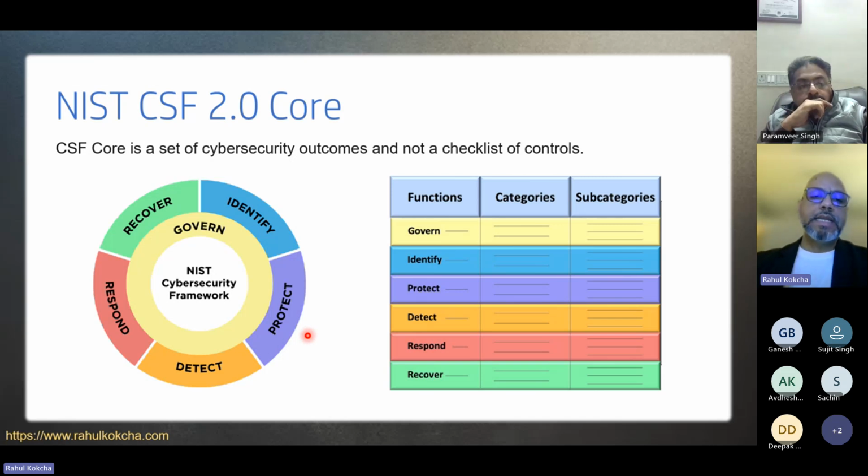If you look at PCI DSS, it talks specifically about encrypting the card data. Irrespective of what business you are in, if you have card data, you have to encrypt it. So that's a very specific requirement. But here the requirements are not specific. They say you have to align with your business requirements.